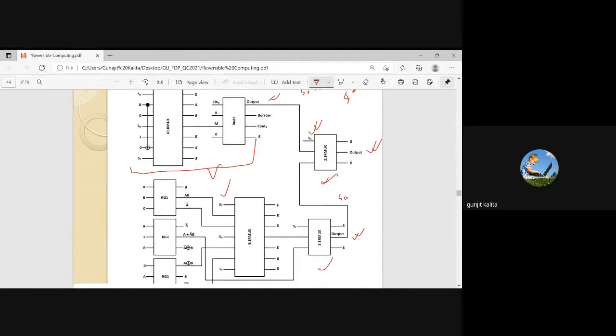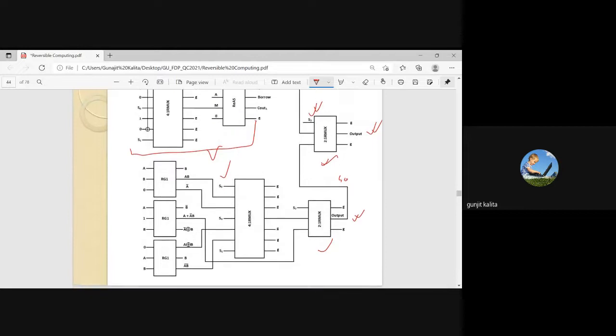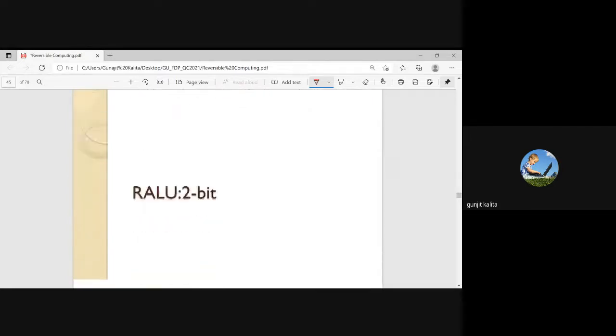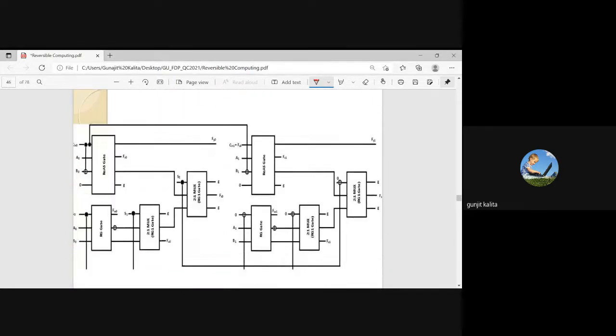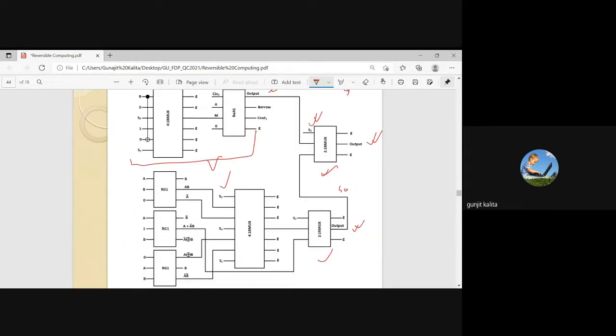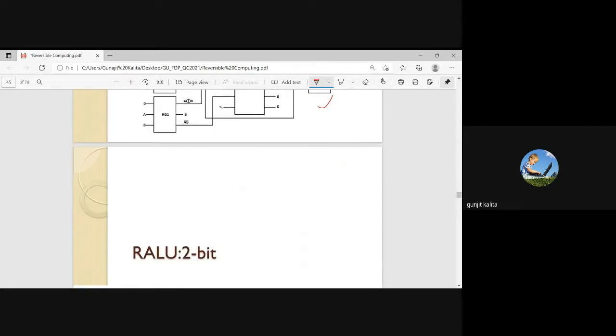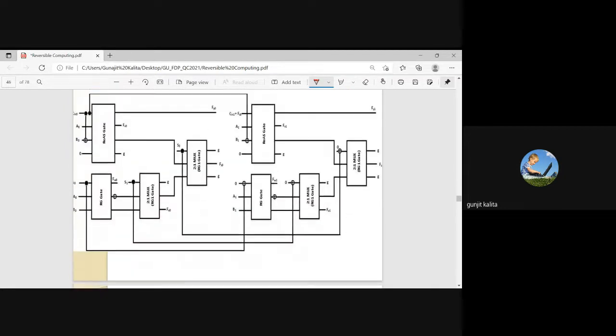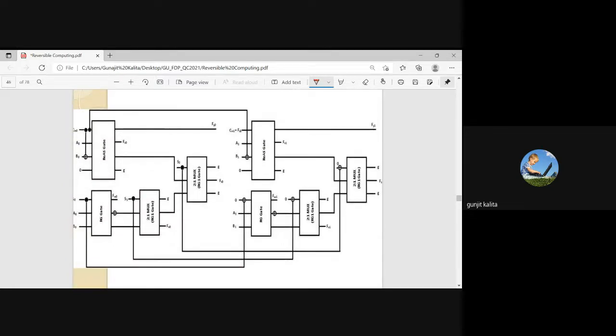So this is your single bit arithmetic and logic unit. Thus you can go for 2-bit. So this block can be combined: this one block, another block. This is for 1-bit, so you can design another for that. And both are joined together with the help of some reversible gate, like the Feynman gate or the Sanot gate.